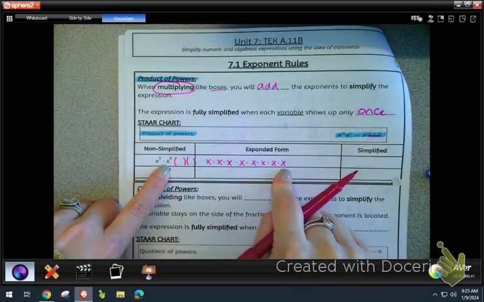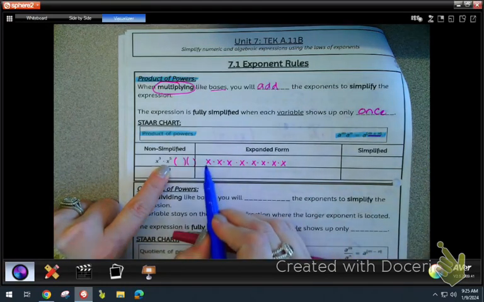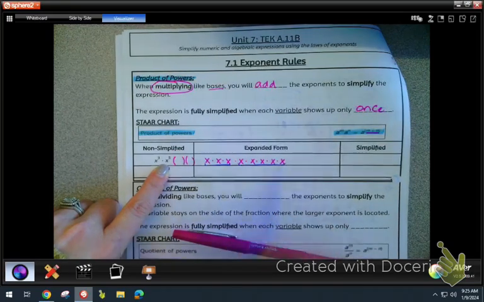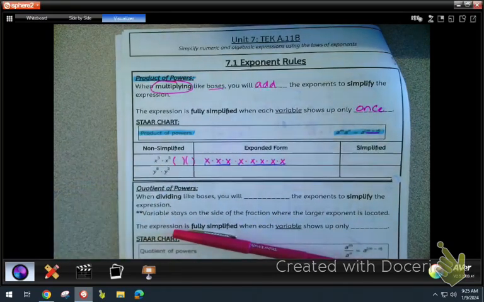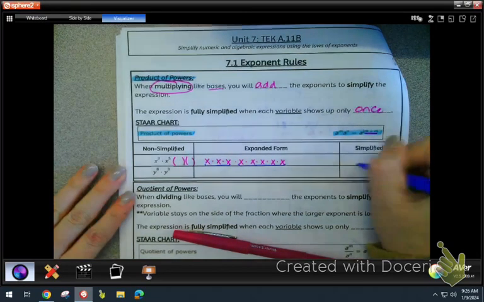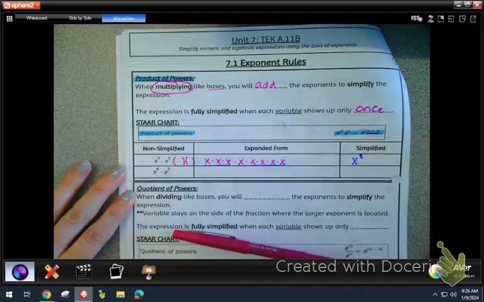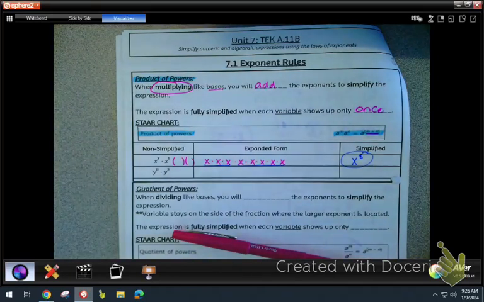We're just going to do this a few times because this is really tedious. But if you look, your first guy, you have your 3 x's being multiplied, then your 5 x's being multiplied. How many x's did we just write down? 8. So my simplified answer I can write as my base is x, and I had 8 of them. And that's my final answer. Now, where do you think 8 came from? Well, what is 3 plus 5? 8. That's why this rule works.